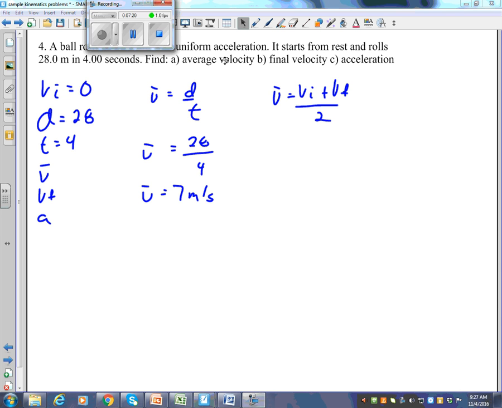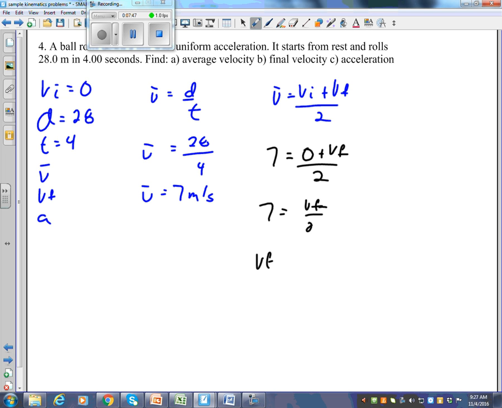Okay, so the average is 7. What's the initial? 0 plus VF over 2. Now, how do you solve that? Well, the 0 plus VF is really just VF. Do you need to show all this work? No, I'm just showing you. So it's really just VF over 2, right? How do you solve that? Multiply both sides by 2. So your VF is 14.